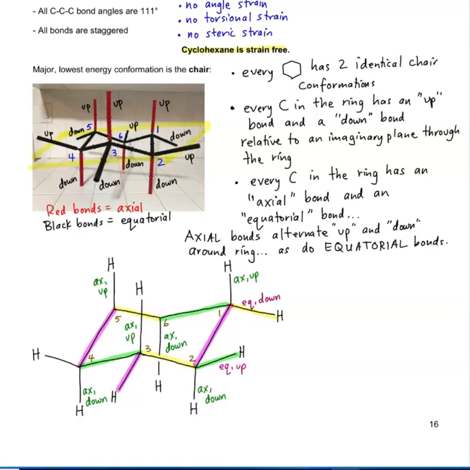Then we have an equatorial up. And that one, the shading on it or the highlighting, it should be parallel to the 5,6 bond and the 3,2 bond. Our next equatorial bond will be down. And that will be parallel to the green shaded bonds. And then finally, at carbon 6, as I've labeled them, is an equatorial up bond.